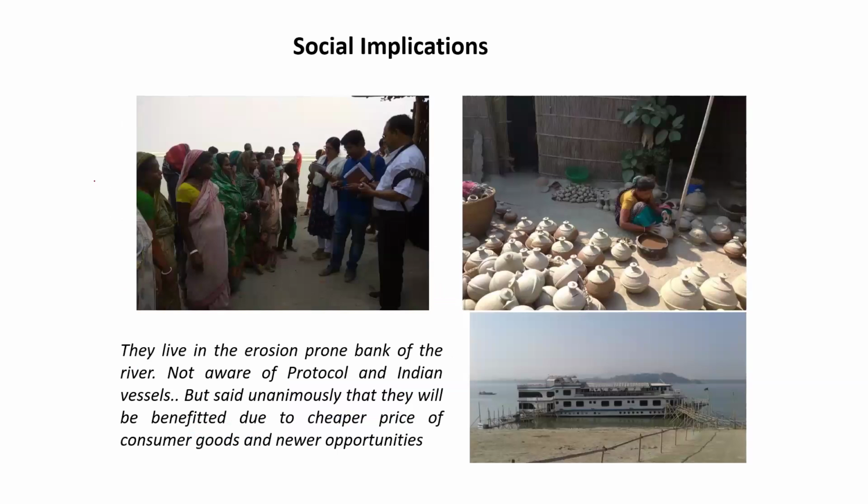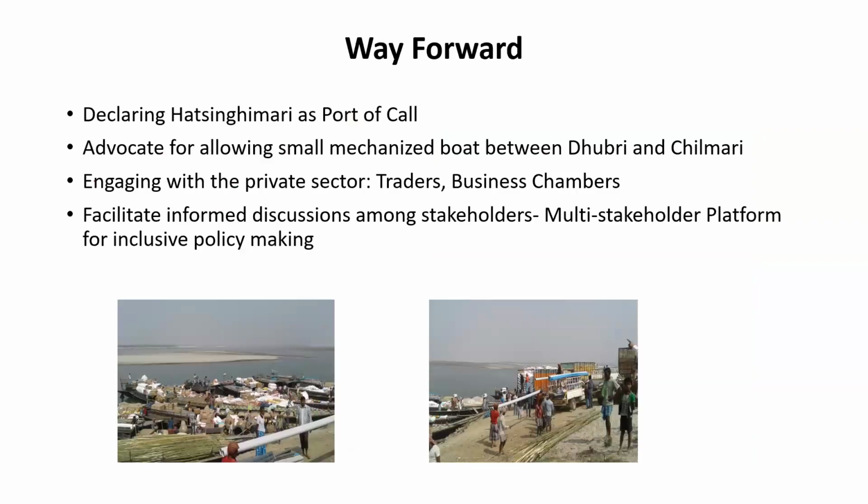On the social implications, we spoke to people near Chilmari. At that time, not much trade was happening; this was before the declaration of Dhubri and Chilmari as ports of call. They were not aware of the protocol, and Indian vessels hardly moved once or twice a year carrying over-dimensional cargo, or once a year a tourist vessel used to move through that protocol route. But they said that they would benefit from cheaper prices of consumer goods and newer opportunities. As of now, consumer goods movement is not happening through the route. It's mostly stone and coal. But once this happens, the consumers on both sides of the border will definitely benefit from this arrangement. Next slide.